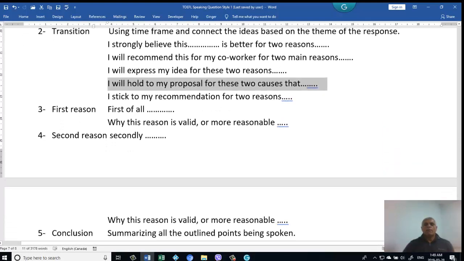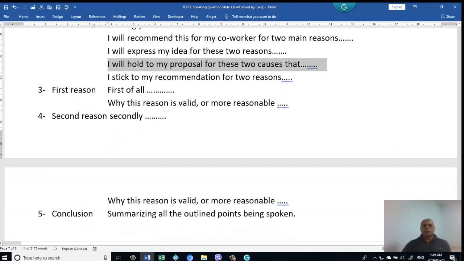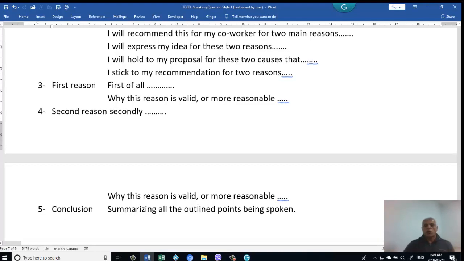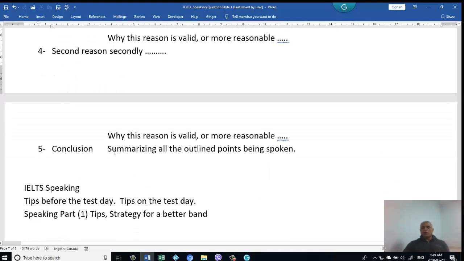As you remember, we said that at minimum you have to present 2 reasons. First reason: you say first of all, or firstly, or the first reason, and why this reason is valid or more reasonable. Then you present the second reason, or you could say secondly, or the second reason, and why this reason is valid or more reasonable. Then we have to conclude, or give a conclusion. You could say to wrap up, or to summarize, or overall, summarizing all the outlined points being spoken.